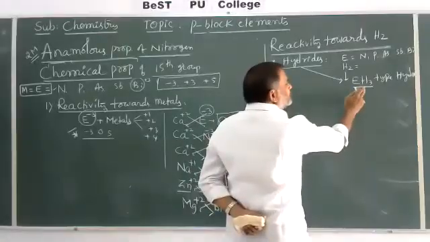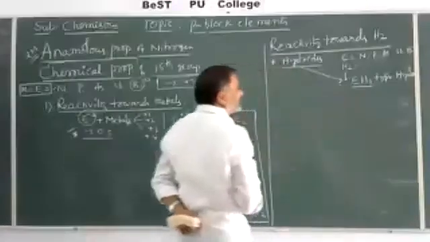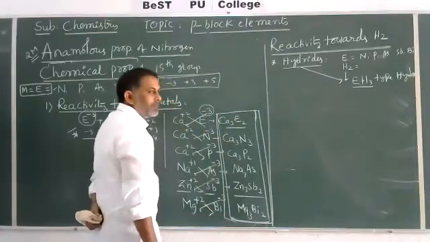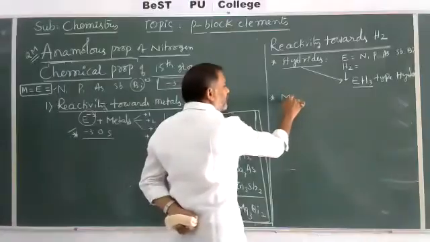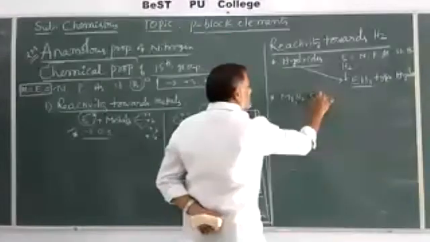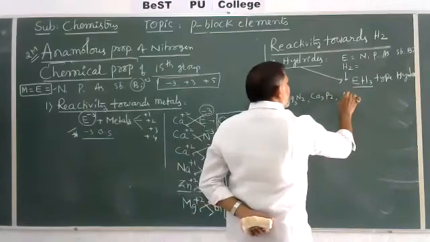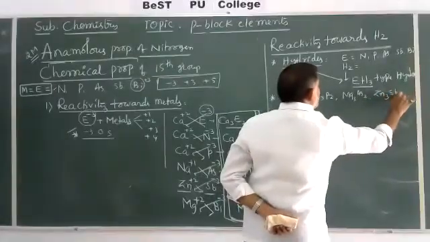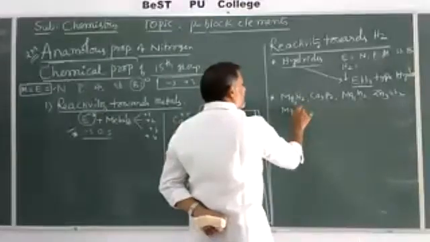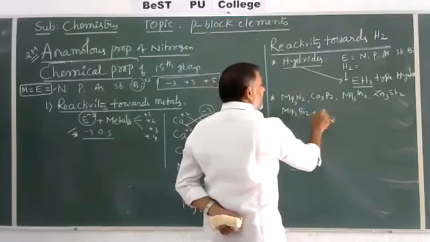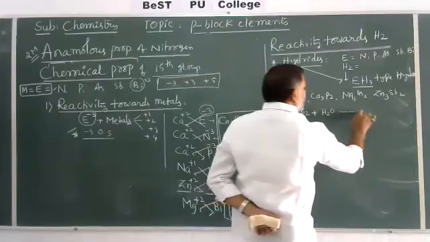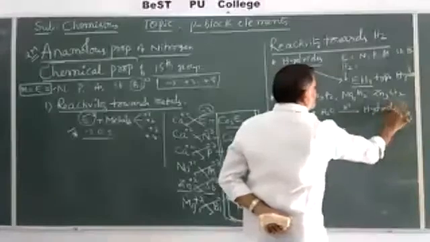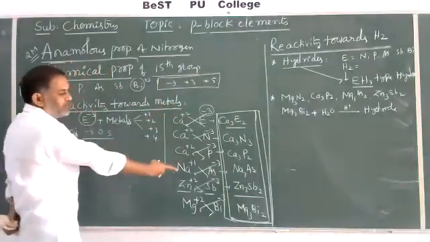So commercially, industrially, to prepare these 15th group hydrides, we can use the metallic compounds of 15th group elements, like Mg3N2 or Ca3P2 or Mg3As2 like Zn3Sb2 or Mg3Bi2. These metallic compounds react with water or acidified water in acidic medium and give corresponding hydrides. For this purpose, reactivity towards metals was explained to you.